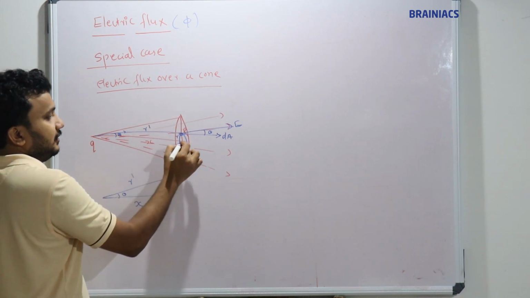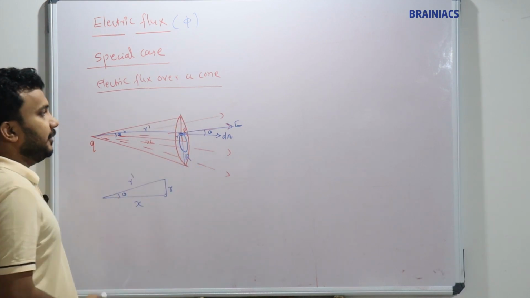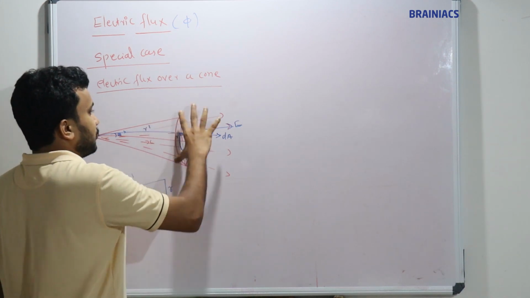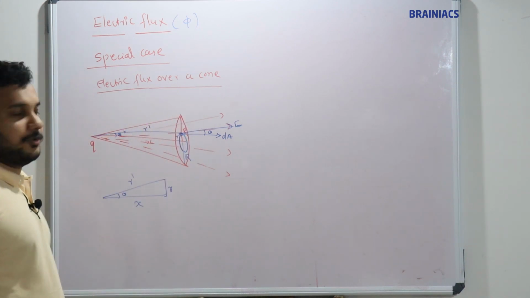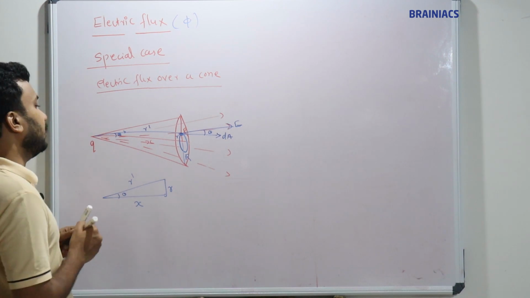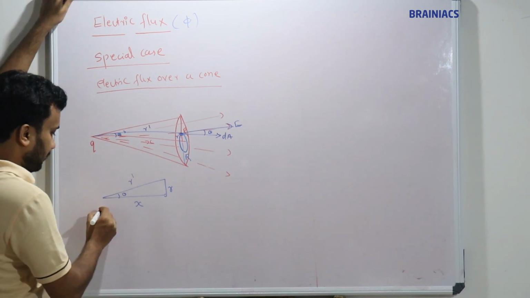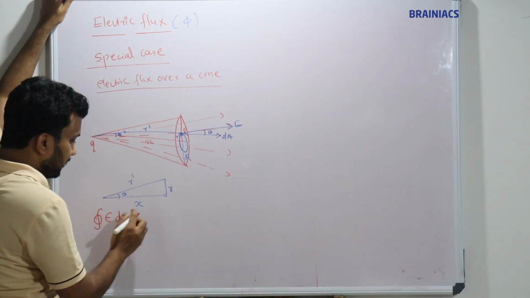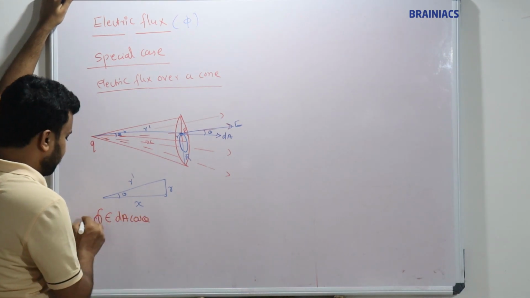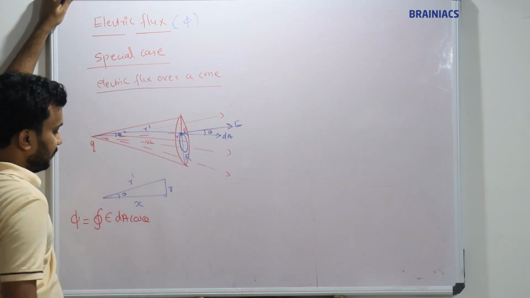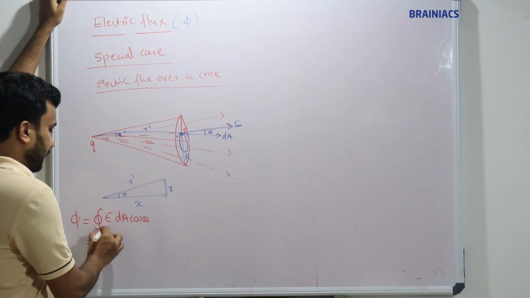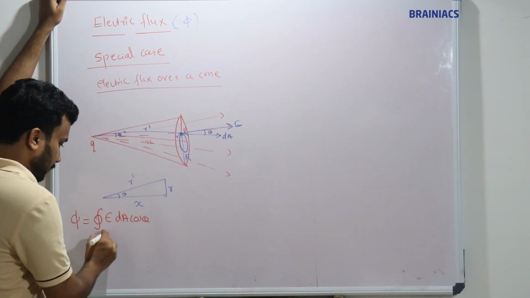For a bigger circle, what is the radius of the bigger circle? Capital R. We are going to measure the total flux over this surface area for a cone-like structure. So we know our integration, closed integral E dot dA, or we can say EA cos theta. This is called total flux. We are going to calculate the total flux here, so we have a closed integral.